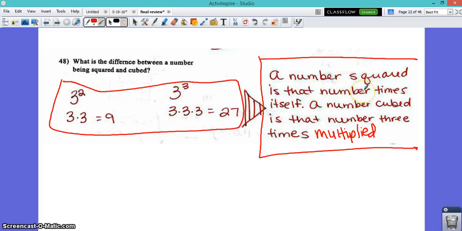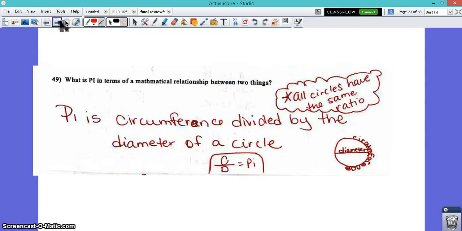Okay? So whenever you're given these explanations, especially on the exam or anything that you're doing with math and writing, you need to be as specific as possible, and then go back and check yourself. Okay, did I write this the way that I was supposed to? And so another example of that would be 49. What is pi in terms of a mathematical relationship between two things?